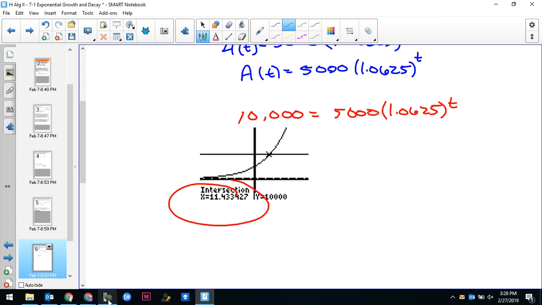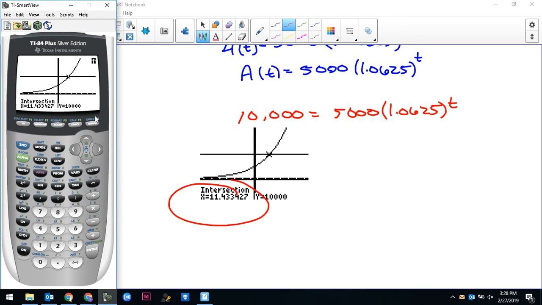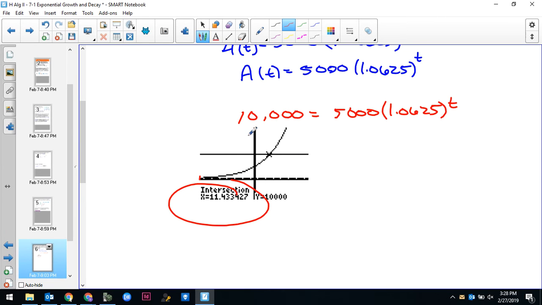Could you have also seen that in the table? Of course you could, right? When is it going to go past $10,000? Looks like right there, right in between here, right? In the 12th year, or you can actually figure out the exact amount just by doing this guy.